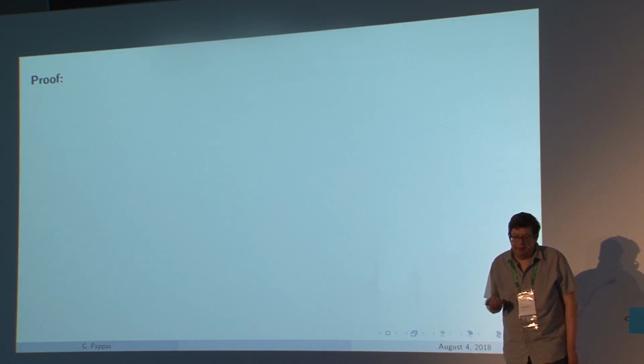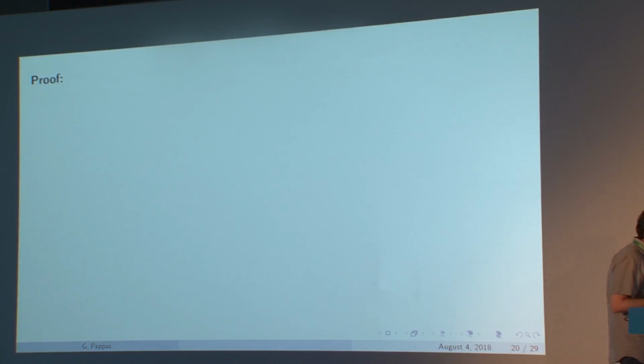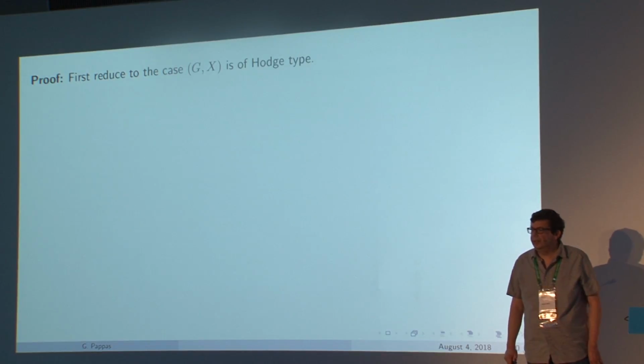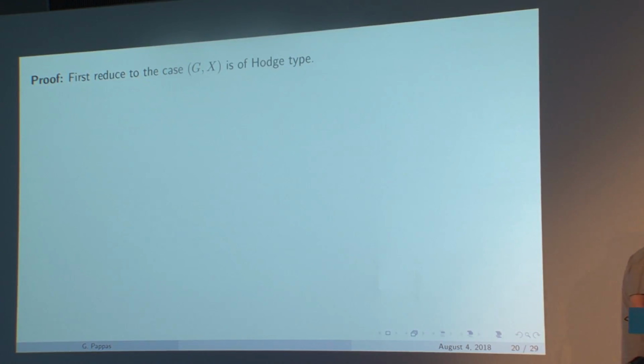Now I'm going to say something about the proof of this second theorem. Now this is quite complicated. I'm just going to give a sketch, some vague idea of some ingredients that go into this. The first ingredient is to reduce to the case where you have a Hodge type Shimura variety. Remember, the theorem talks about abelian type, and abelian type is isogenous to Hodge type, so we need to go from abelian type to Hodge type.